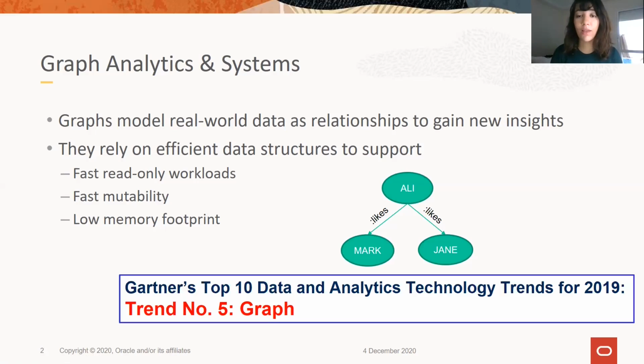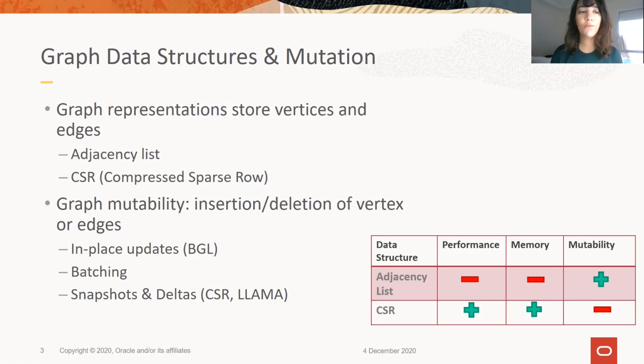As proof that graphs are becoming very important in today's technology trends, we see that Gartner ranked graphs as the number 5 trend in their top 10 data and analytics technology trends for 2019. To give more details about the work we've been carrying out, I'm going to talk about graph data structures and then mutations.